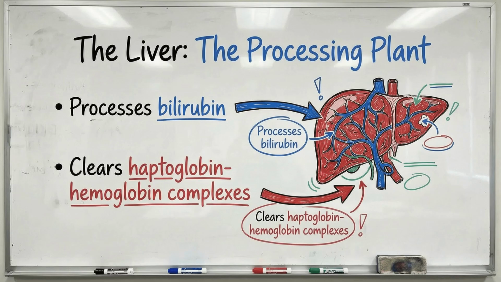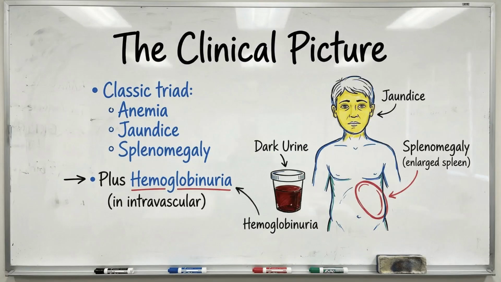Now that we've covered the internal players, let's bring it all together with the clinical picture. So what does all this mean for the patient? When you put together the mechanisms of hemolysis, you start to see a classic clinical picture emerge. The hallmark triad of hemolysis includes anemia, which manifests as pallor and fatigue, jaundice due to those elevated bilirubin levels, and splenomegaly from the spleen working so hard.